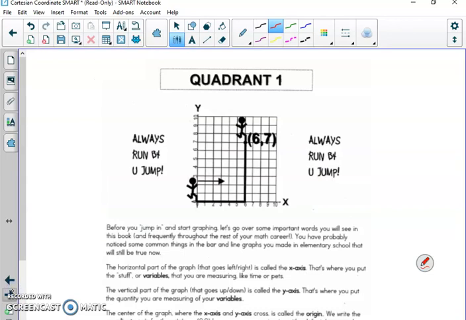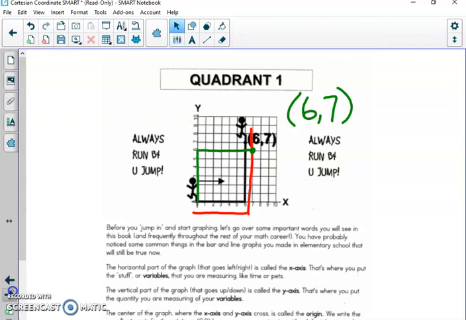Now, the main concept here is that you always run before you jump. That means that you always go this way before you go this way. Now, if we did it the opposite, we get to a different point. So if I jumped before I ran, so if I was looking still at this coordinate pair of 6, 7, but I jumped before I ran, and I went up 6, and then I went across 7, I get a different point. So you'll see when I did it the proper way, I went here, and when I did it the incorrect way, I went here.